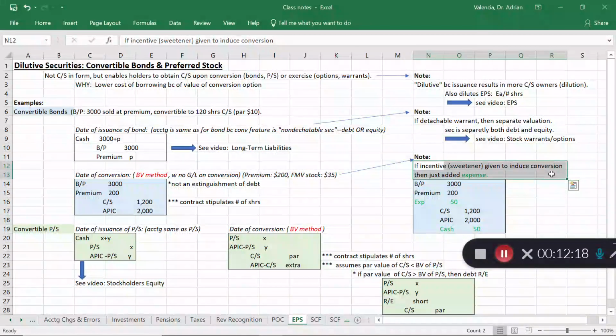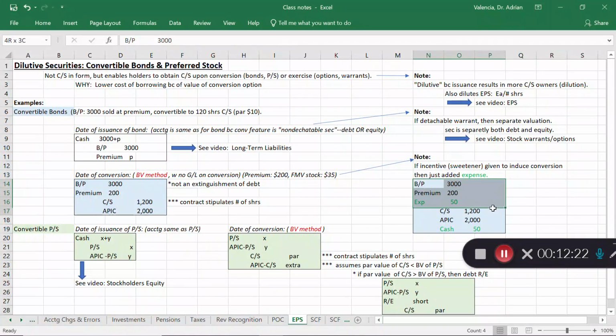So when they offer that kind of stuff, it's a little incentive. Everything is the same, just like in the other journal entry, except you add that extra expense in there. So I'm assuming it's like $50. I'm making this up, obviously, but just assume it's $50. So you have an additional $50 that the company says, all right, if you convert your bonds to common stock, then we will include an additional $50.